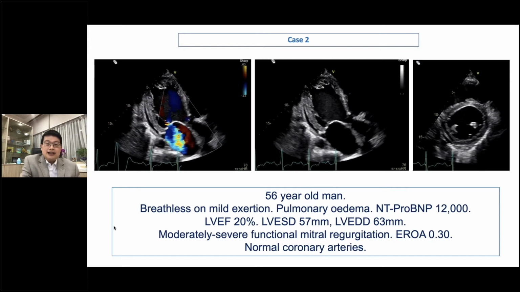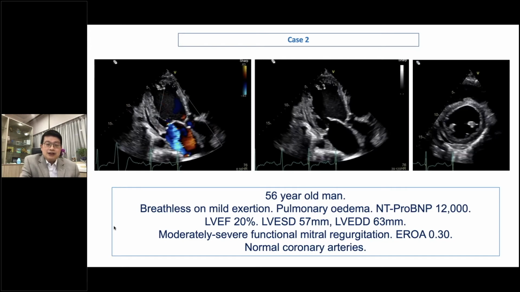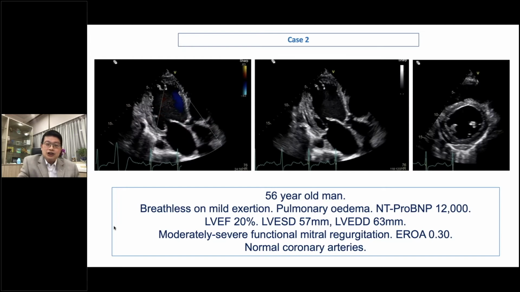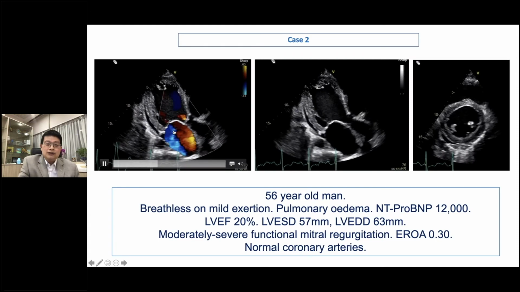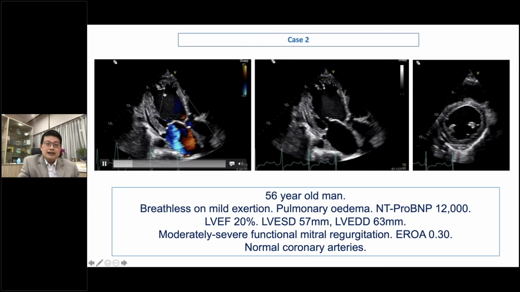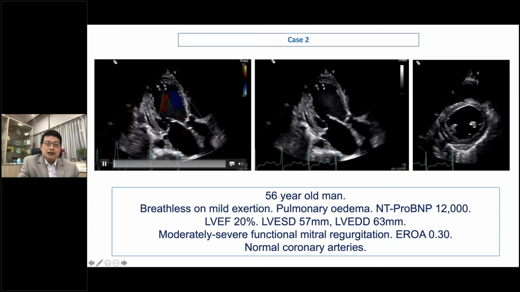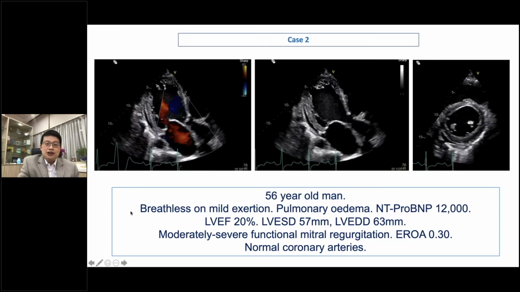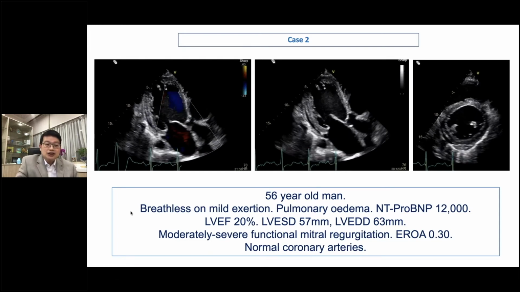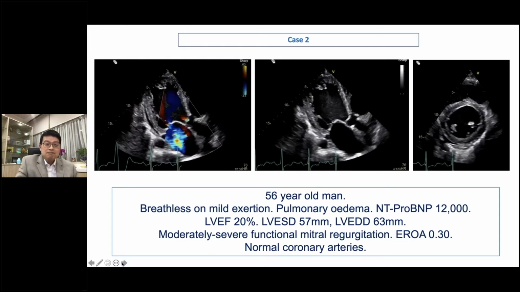The heart was dilated with a systolic diameter of 57 millimeters, diastolic diameter of 63 millimeters. And you can see he has moderately severe functional mitral regurgitation with an EROA of 0.3. You can see the 2 leaflets are particularly restricted because the ventricle is so big and not contracting very much, and there was significant mitral regurgitation. The coronary angiogram was done, and the coronary arteries were normal.